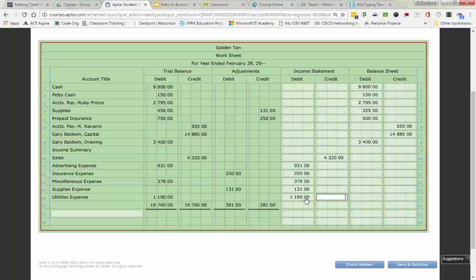Now, we have to go through and do math. Here's my question. The purpose of our income statement is to determine whether or not we've made money or lost money. When I look at this income statement column, eyes up here, just so you can get this, I want to make sure we're paying attention. My income statement credit column has what number in it?